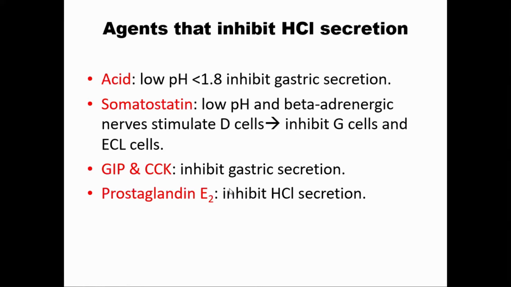Prostaglandin E2 stimulates the Gi subunit of the G protein coupled receptor. When that is stimulated, there is a decrease in the level of cyclic AMP, and there is inhibition of HCl secretion.